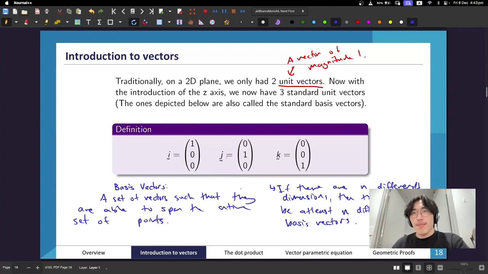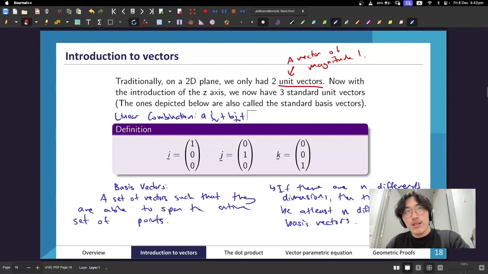Now, why are they called basis vectors? Because you're able to span the space, and you span it using a linear combination. These are some useful terminologies that you might use during proofs. A linear combination would be any combination such that the vectors are multiplied by a constant.